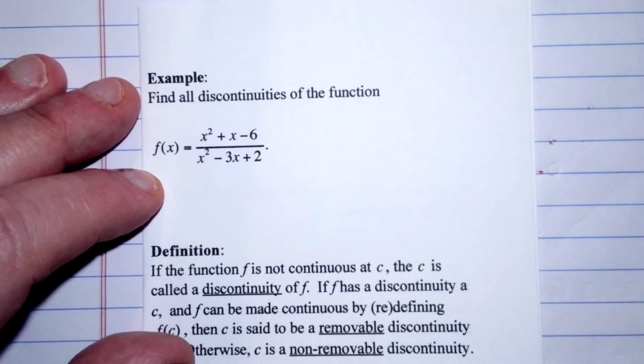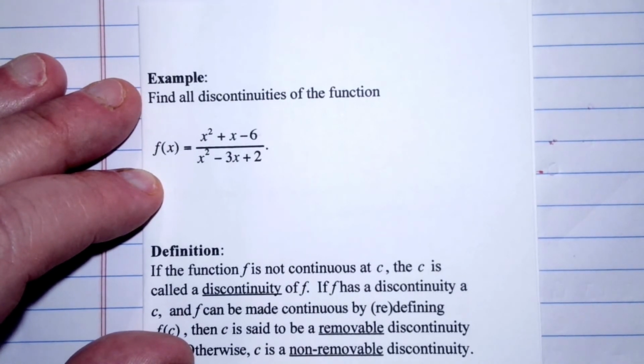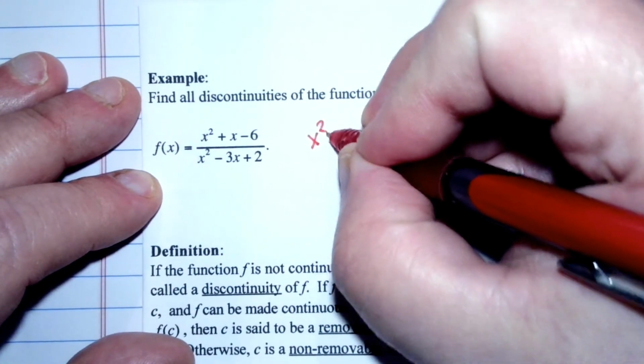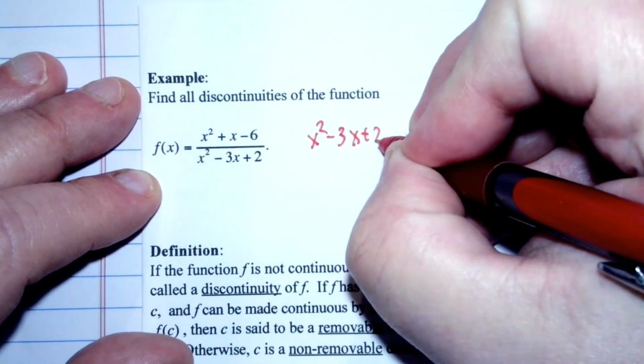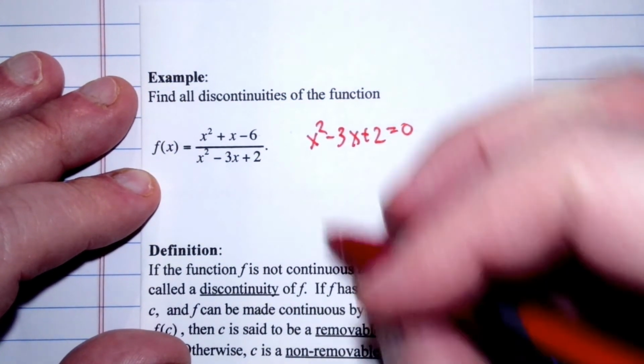So in this example, you're asked to find all the discontinuities of the function. It's a rational function. The numerator is x squared plus x minus 6, and the denominator is x squared minus 3x plus 2. Well, since it's a rational function, you know that it's going to be continuous everywhere except for values of x that make the denominator 0. So what we need to do is factor that denominator, or at least set the denominator equal to 0 and solve. Alright, so x squared minus 3x plus 2 equals 0. You've got a quadratic equation, and it's one that's relatively easy to solve using the method of factoring.